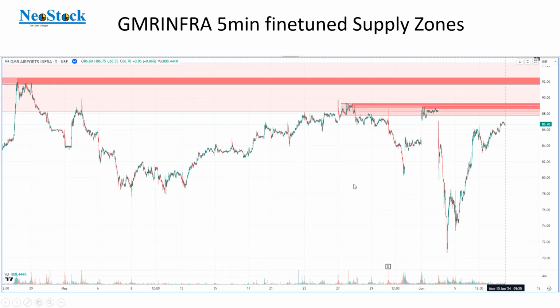So this is the complete picture, the fine-tuned zones. This is the first one, this is the second one, and this is the third one. So in the third one, we are planning for a trade immediately. So what happened in the market? Let us see.